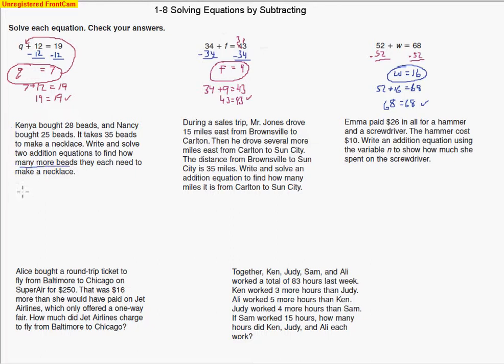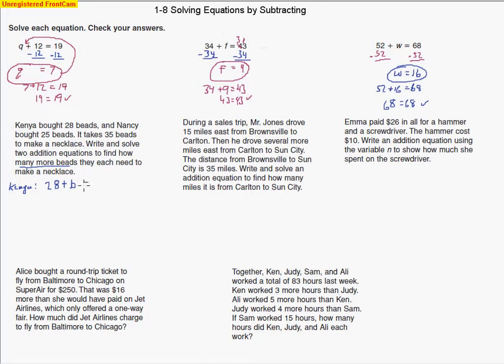Well, let's see what Kenya's equation would look like. Kenya's equation, well, she starts with 28 beads, so let's write that number down, 28 beads. And now she needs to make more, because they're asking how many more does she need. So how many more? Well, that means we're going to add a number of beads. We don't know how many beads, so let's go ahead and use a variable like b for beads. And so this is the amount that she needs extra.